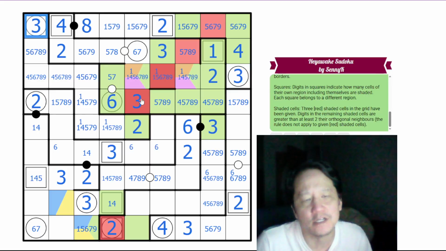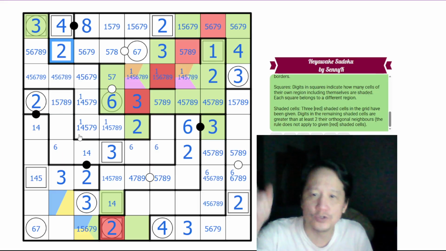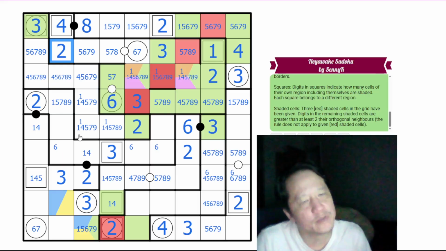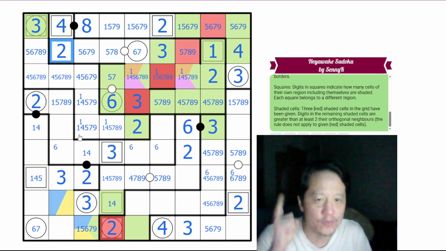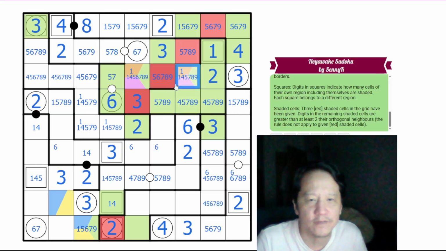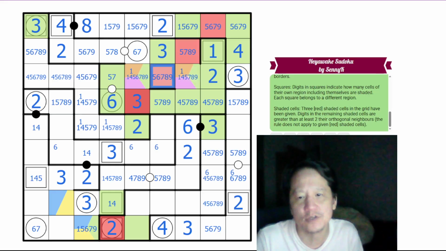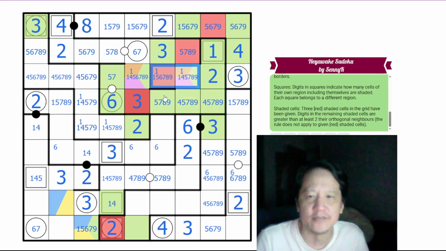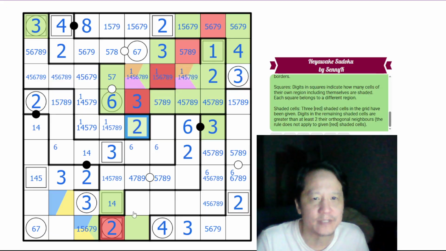This cannot be shaded, because if this were shaded, it's not greater than 4. So that cannot be shaded. All the 2s, well, no, 2 could be greater than 2 1s. All the 1s have to be unshaded. Oh, so this can't be 1. Okay, that's helpful. Not too helpful. Oh, wait, no, this could be 1, because it's given. And that rule does not apply to it.